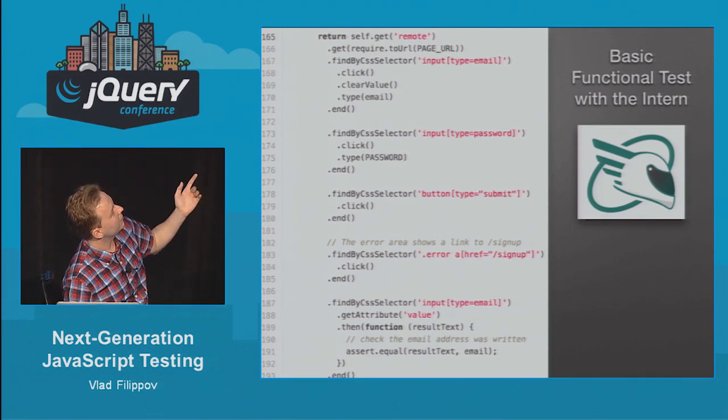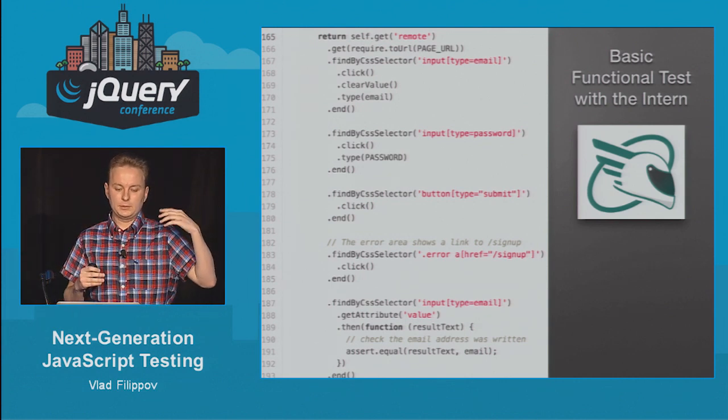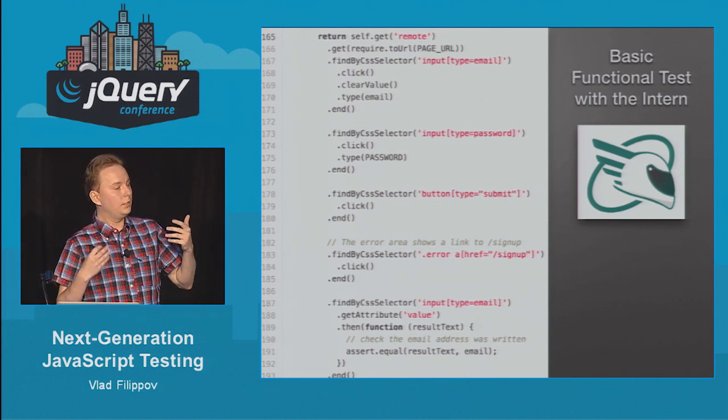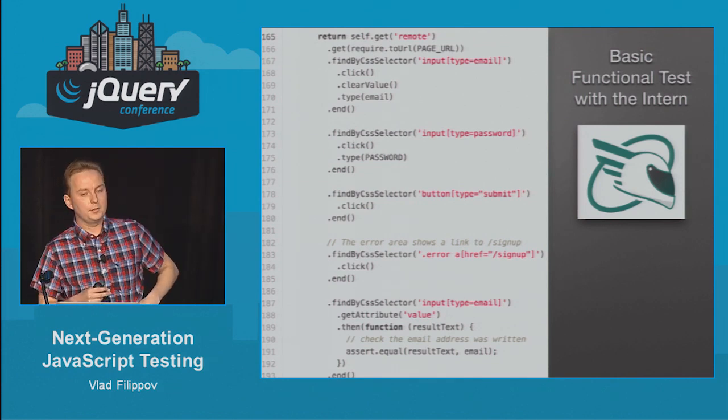We got a bit cut off there on top, but what you do is you get the remote browser and you call self.getRemote. And then you tell it to go to some URL. In this case, page_URL would be our sign-in view.